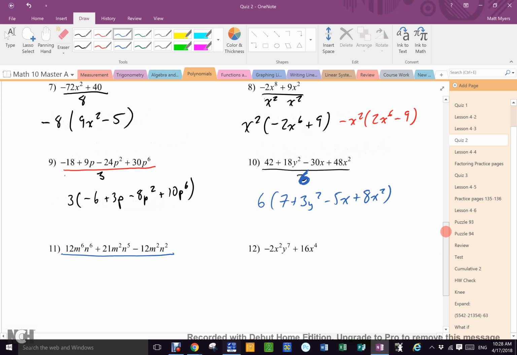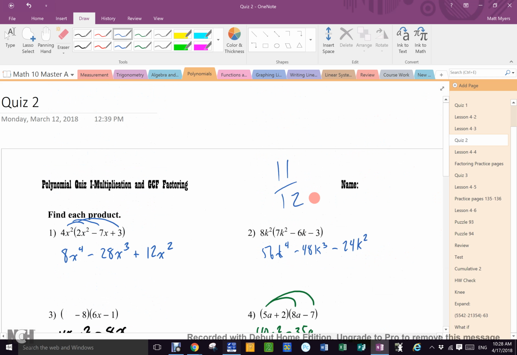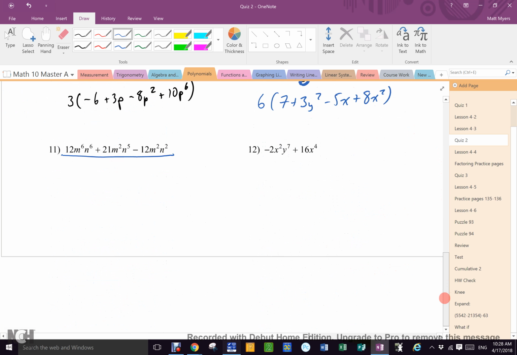Now, wait. Myers can only get 11 out of 12. All right. What's coming out of 11? 3m squared n squared. 3 works with all of them, and those are the biggest letters I can get out. 3m squared n squared. And then I do my answers. 4n to the 4th plus 7n cubed minus 4. Everybody good? And what's coming out of the last one?